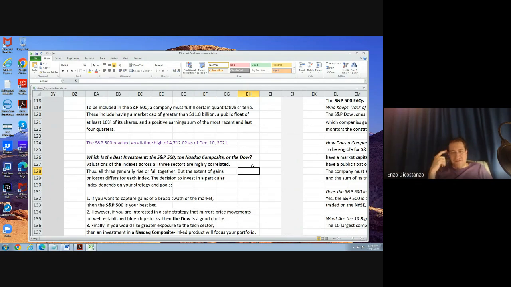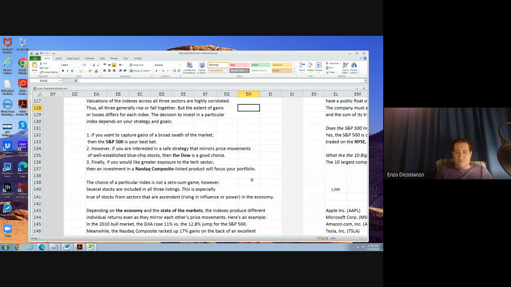So the valuations of the indices across the sectors are highly correlated. They generally rise and fall together, which you just saw. But the extent of the gains or losses for each index differs. The decision to invest in a particular index depends on your strategy and goals. If your goal is diversification, S&P 500. If you're interested in a little preservation of capital, maybe the Dow Jones might be a little bit better.